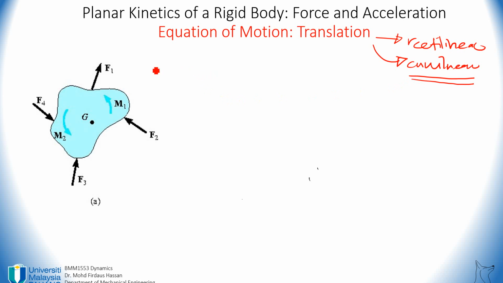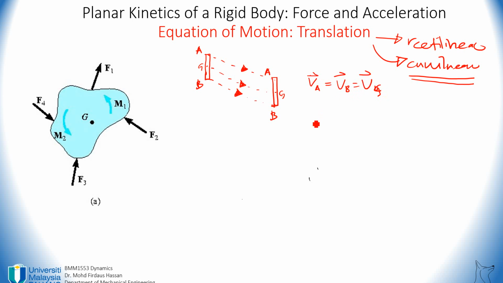For rectilinear motion, first, we discuss rectilinear motion. You have a body here, A, B, and the center G. Let's say it moves to here. So you have A, you have B. Of course, it experiences a rectilinear motion, because you can see the path of A, path of B, path of G is similar, and the vector A equals the vector of B, with the vector of G. You can see that this is a rectilinear motion.